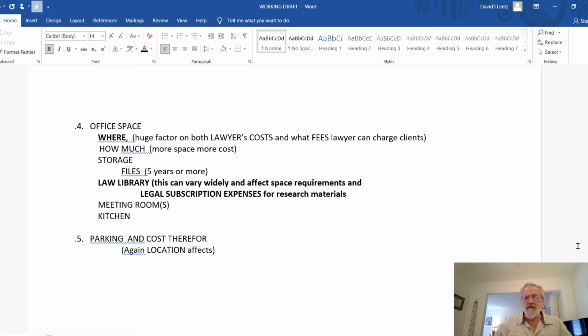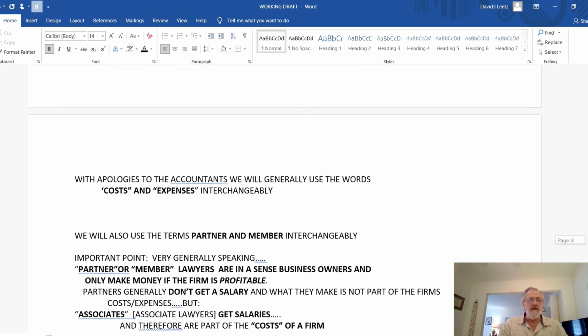I still think that, provided I don't have to walk 200 yards to find the book in question, I still like books. But if you do books, you're going to have a lot of space requirements, and books are heavy, and you have to update those subscriptions because laws change, new case law comes out, and the subscription expenses for your law library can be not cheap at all. Parking and costs, therefore, of course, are dependent on location.